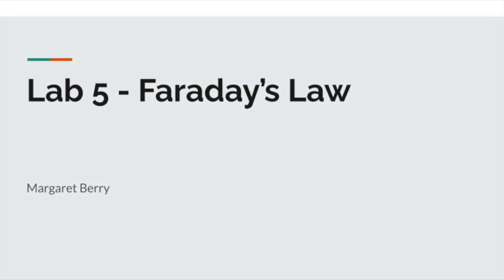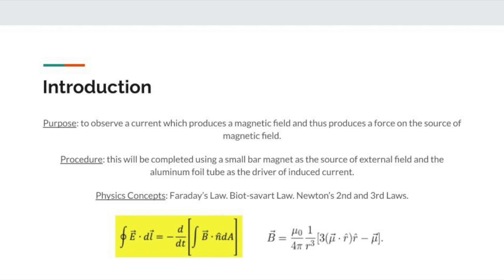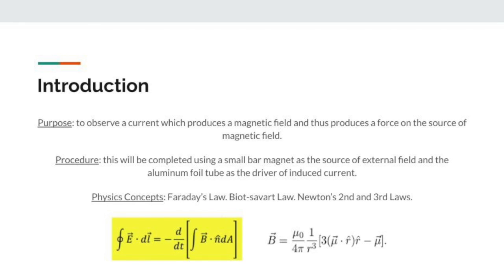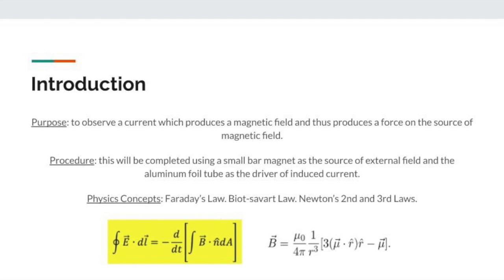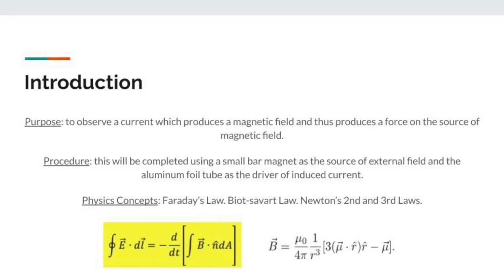This is Lab 5 for Faraday's Law. The purpose of this experiment is to observe a current which produces a magnetic field and thus produces a force on the source of magnetic field. And this is going to be completed using a small bar magnet as the source of the external field and the aluminum foil tube as the driver of induced current.